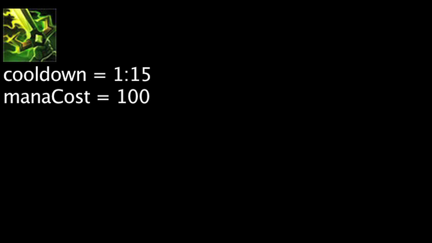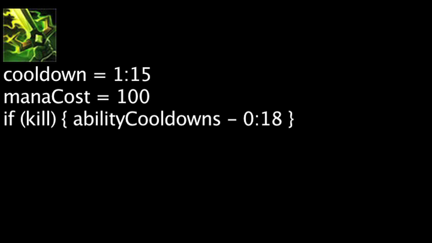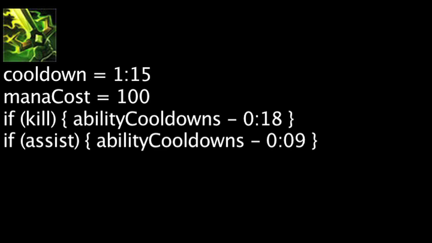Master Yi's ultimate ability, Highlander, has a 75 second cooldown and will cost 100 mana. It will passively reduce Master Yi's basic ability cooldowns by 18 seconds whenever he gets a kill and 9 seconds whenever he gets an assist.